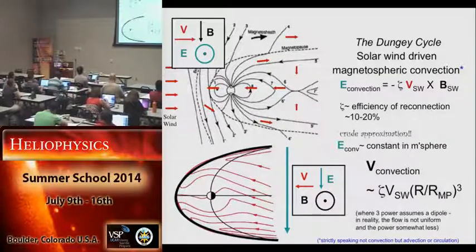So you then end up with a flow in the magnetosphere that you can write in terms of this reconnection efficiency times V solar wind. And if you have a dipole field, then you can scale things in the magnetosphere as 1 over r cubed, normalized to the magnetopause distance. You'll see why I've normalized it that way in a minute.